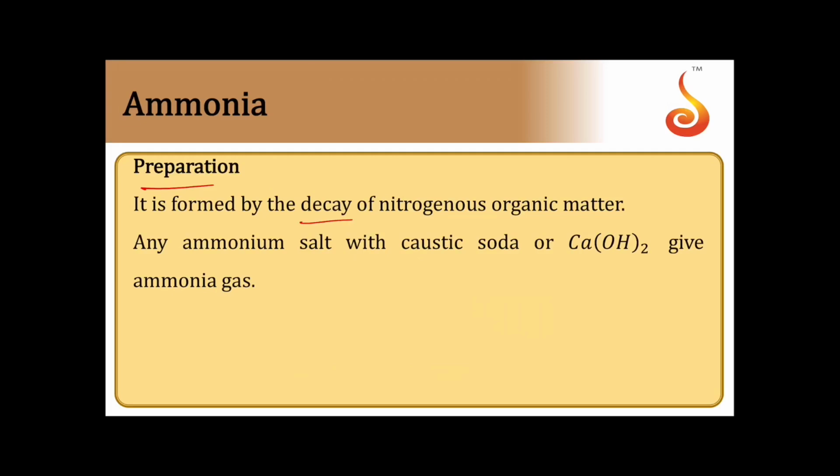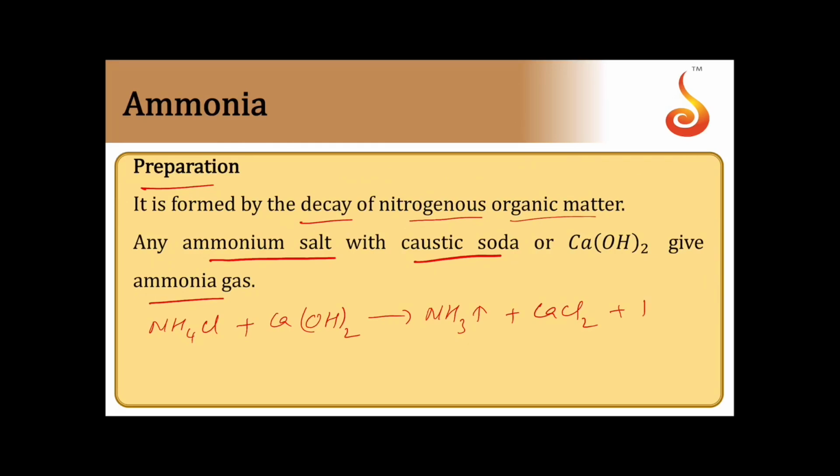Ammonia is prepared from decay of nitrogenous organic matter in nature. When it comes to chemical reactions, any ammonium salt with caustic soda gives ammonia gas. Let us take a common ammonium salt, ammonium chloride plus calcium hydroxide, giving rise to liberation of ammonia gas plus calcium chloride and H2O. So any ammonium salt with caustic soda or calcium hydroxide gives ammonia gas.